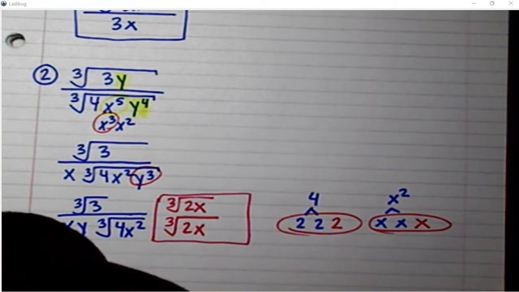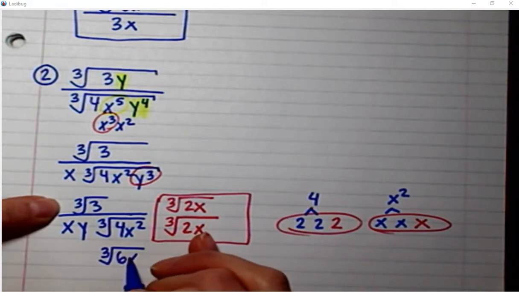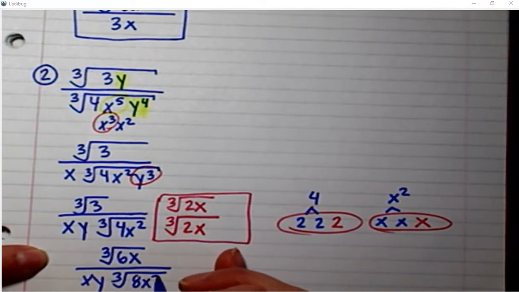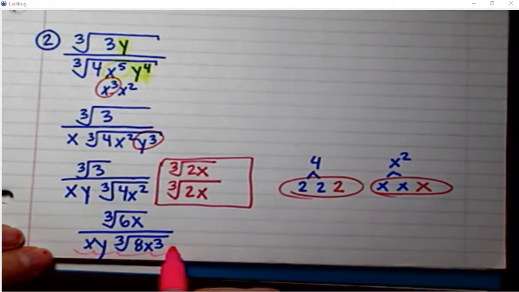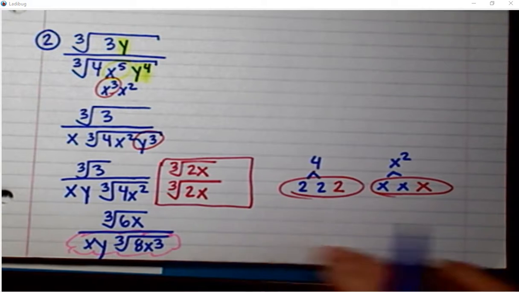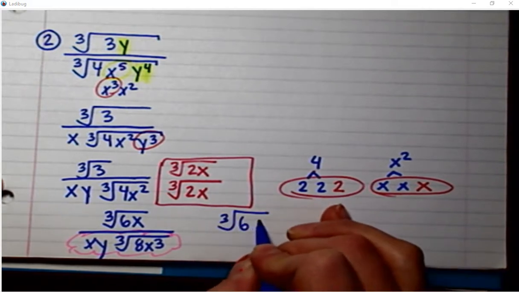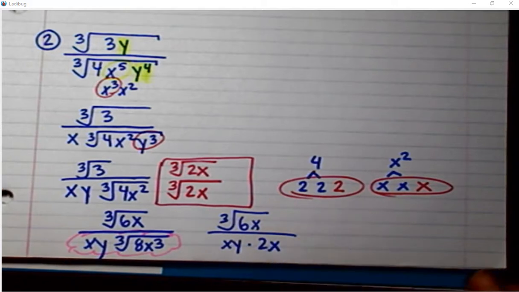And then I actually multiply straight across. So cube root 6x over xy cube root 8x cubed. Yes, that is a step I don't necessarily need to write. Okay. I guess I'm going to have to go straight across. Okay, so cube root 6x over xy, right? Because the 2x is what comes out of the radical.